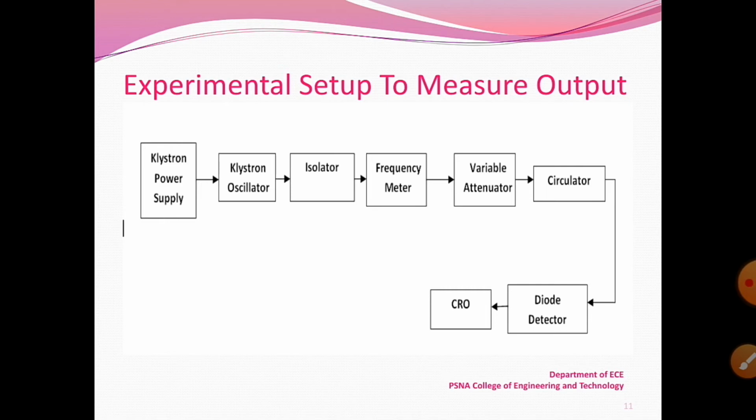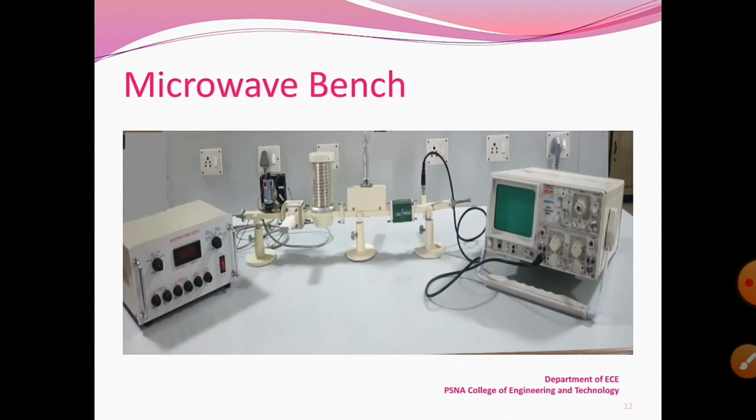Then this is the experimental setup to measure the output. All other devices will remain the same except a circulator is inserted between the variable attenuator and the diode detector. Then this is a microwave workbench. This microwave workbench is set up as per the block diagram explained earlier.